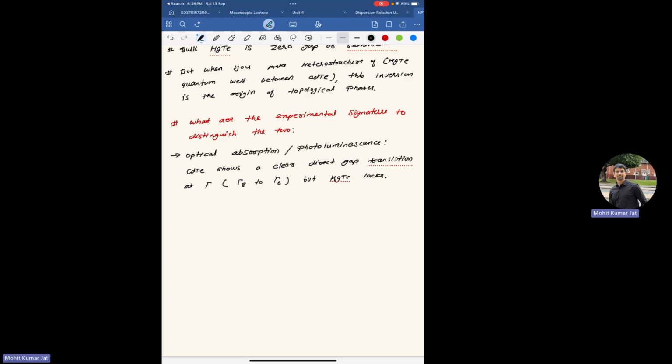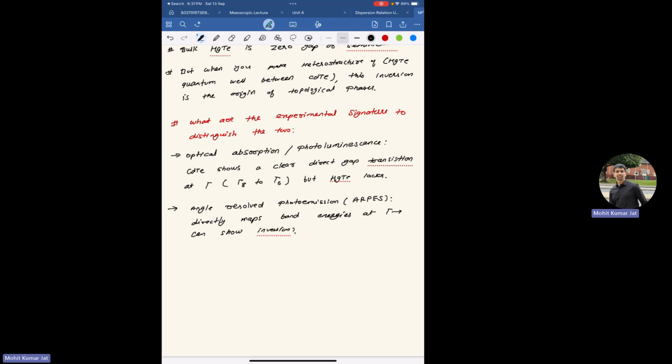Second is angle resolved photoemission, ARPES. You can directly map the band energies at gamma and can see inversion.